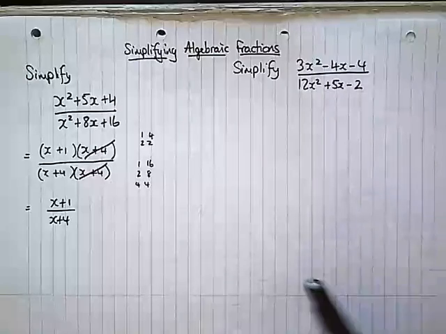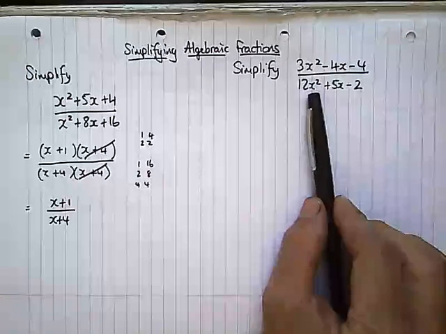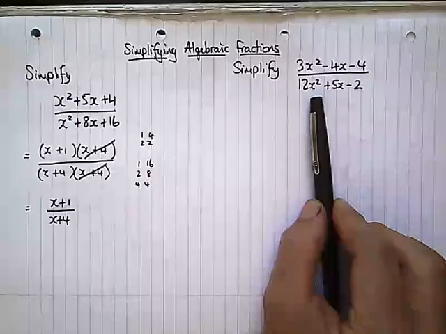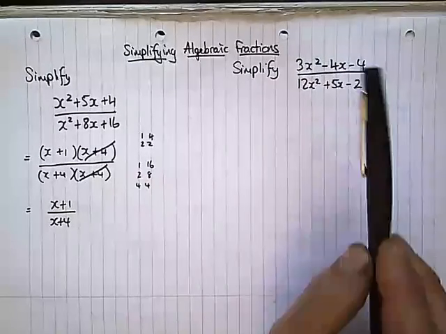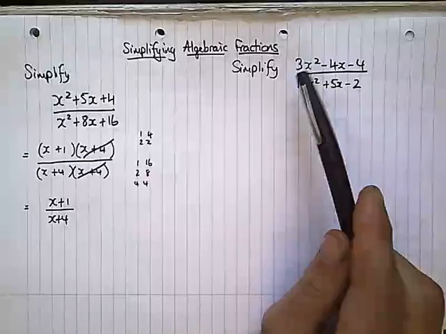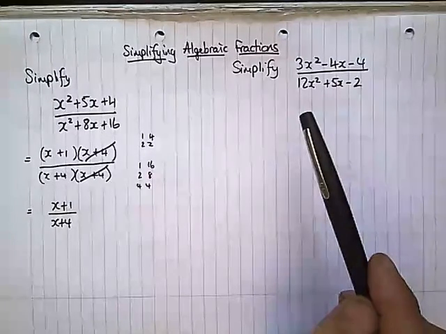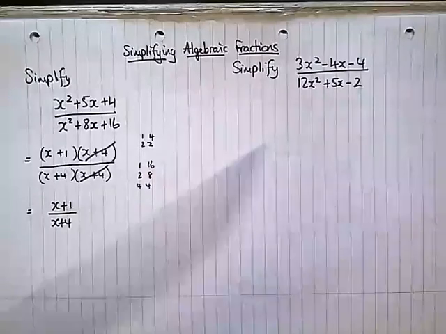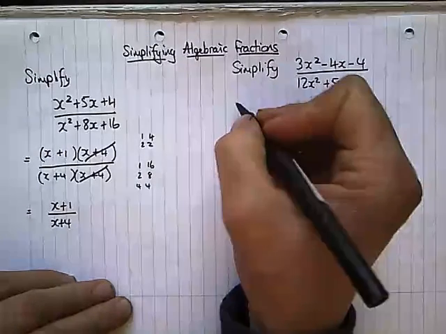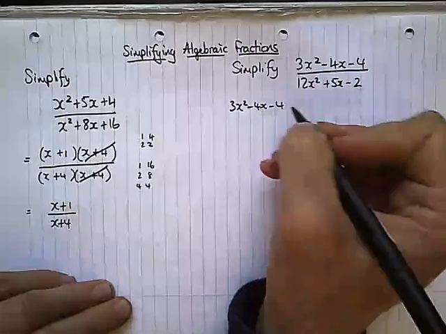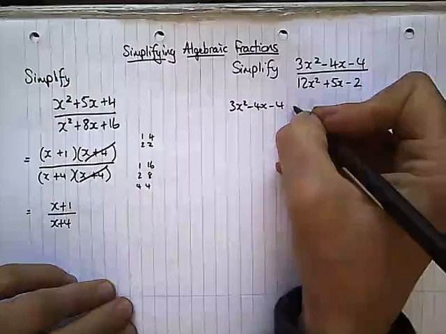The second one's a little bit harder because we've got numbers in front of the x squared. But we have seen how to factorise a quadratic where we have a number in front of the x squared. So that's what I'm going to do with this one. So let's start with 3x squared minus 4x minus 4, and I want to write this as a factorised version.